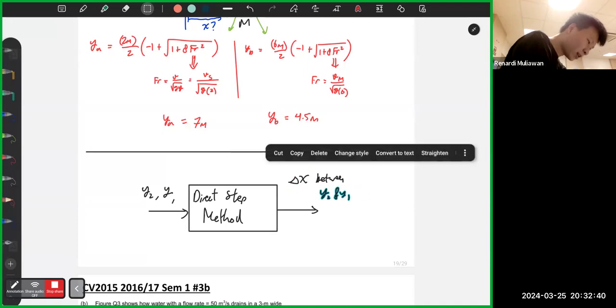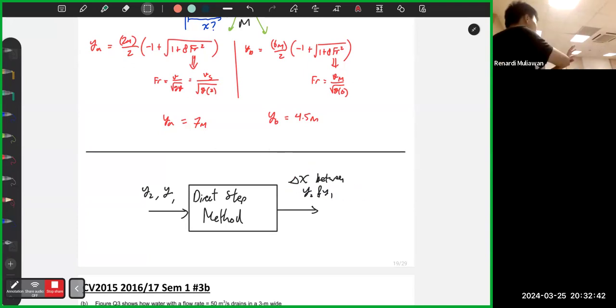There's also another method, right? I forgot what it's called, but it's the other way around. So you give the distance, you give the x, and they will give you the y. But for the direct step method, we give them the y, and they will give us the x, the distance. Okay, so that's the direct step method.